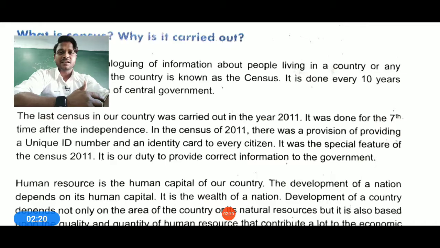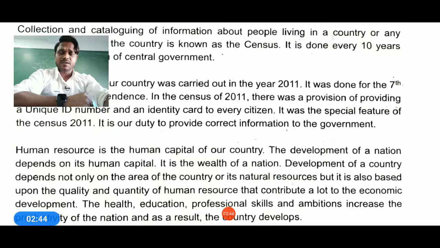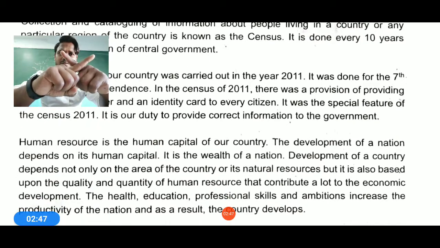It also provided a unique ID, like the Aadhaar card for identification, to the citizens, and that was a special feature of the census. It is a moral duty at this time to give the right information and not to give any kind of wrong information. So that is how we need to go with the census. After that, it is our duty to give the right information, not wrong information.